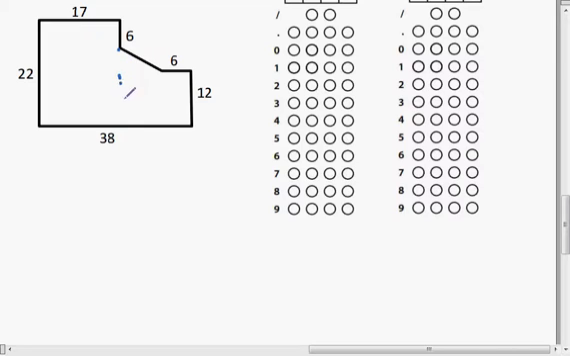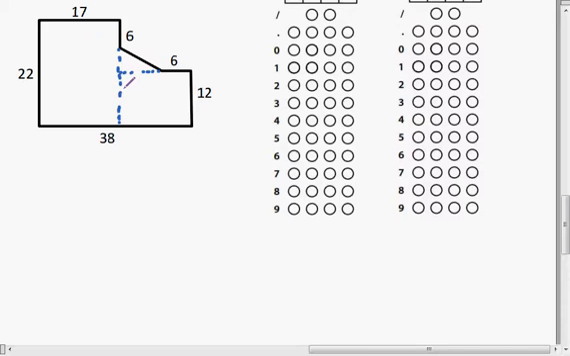So first of all, I'm going to cut off a rectangle. I have a rectangle here. I can do that. I'm going to cut off another rectangle. And that's actually going to leave me a triangle, which I can also calculate the area and perimeter of. So start off with, I'll do area.